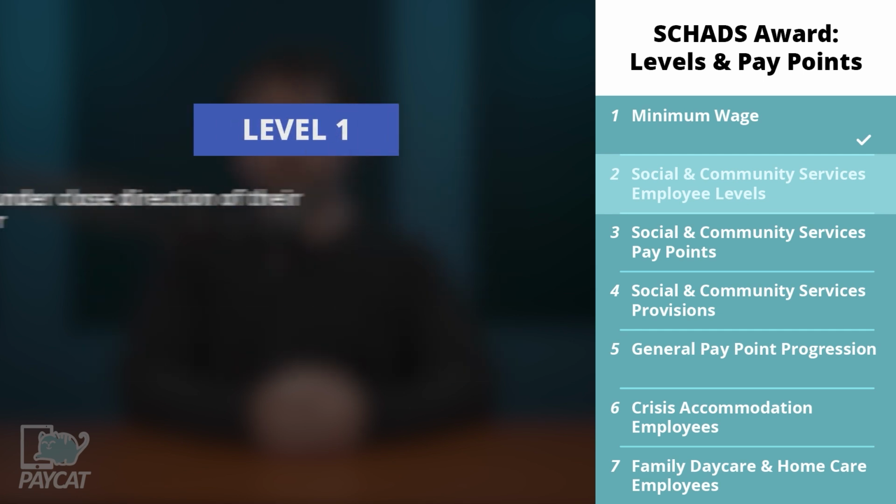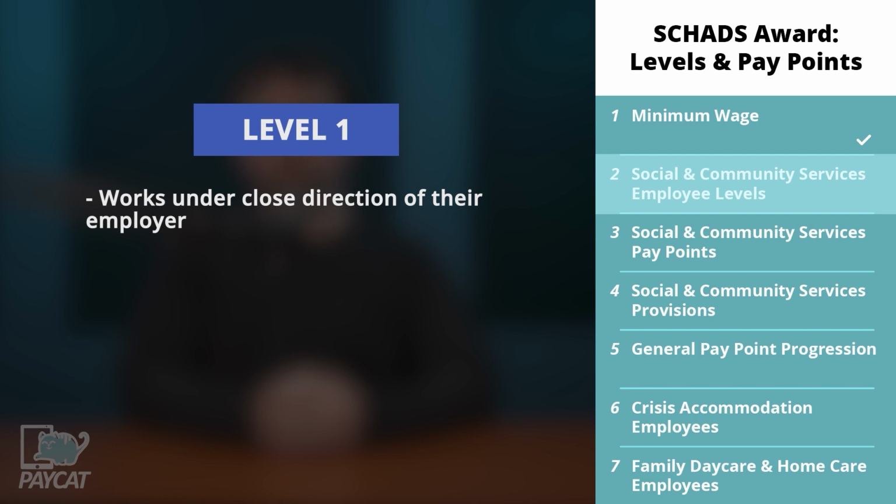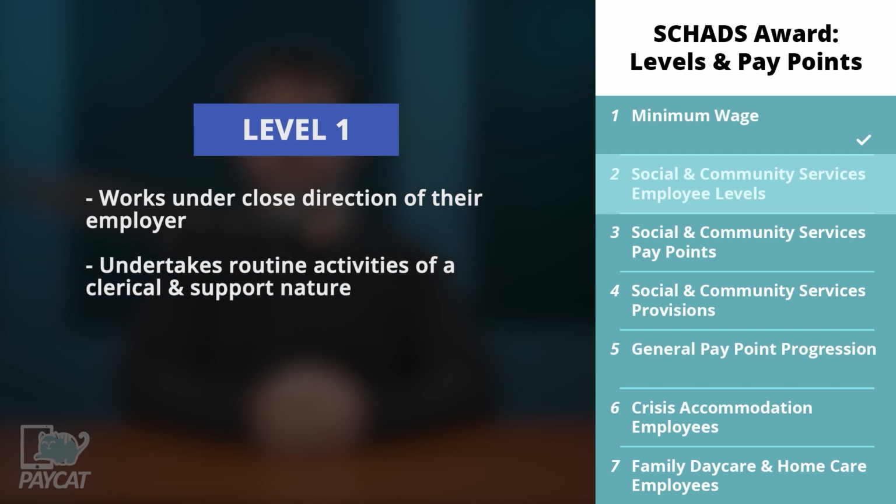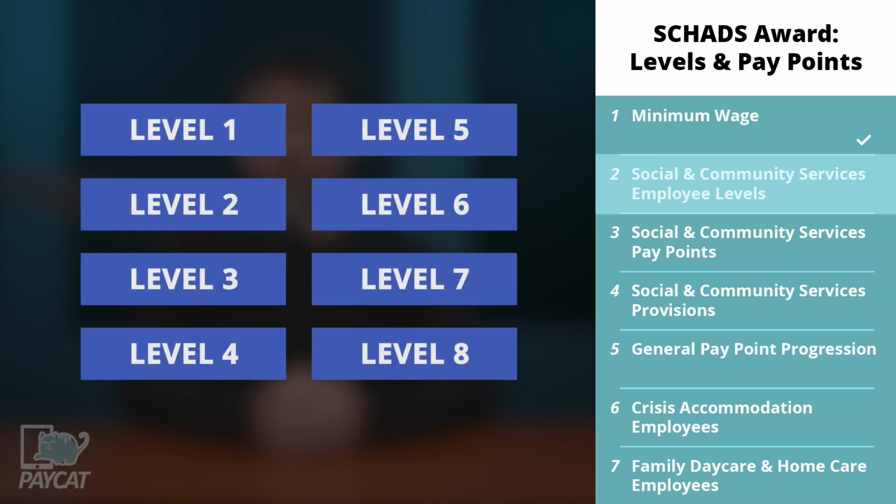A Level 1 social and community services employee will work under the close direction of their employer. They usually undertake routine activities of a clerical and support nature, and they generally receive substantial on-the-job training. From there, each level increases the employee's responsibilities and required expertise.